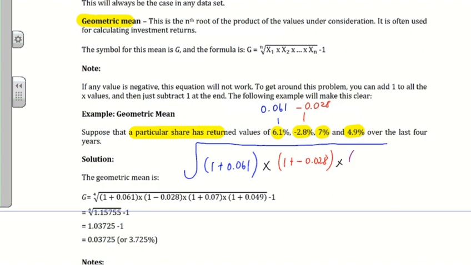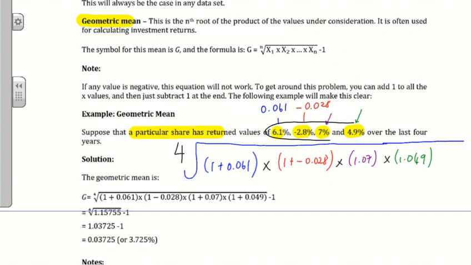Next one, and I'm just going to start to abbreviate a little bit over here. Is everybody comfortable? I would go over here, 1.07. That's 1 plus the 7%. And my last one would be 0.049, times 1.049. Is everybody comfortable with what I've done? So remember, you take each and every one of the items, you add a 1 to it, and you multiply them all out by each other. Step 1. Step 2 is you put that to the root of 4. Why to the root of 4? Because there are 4 observations.